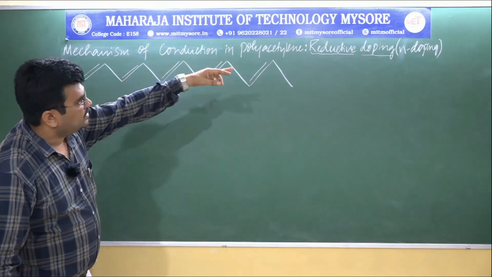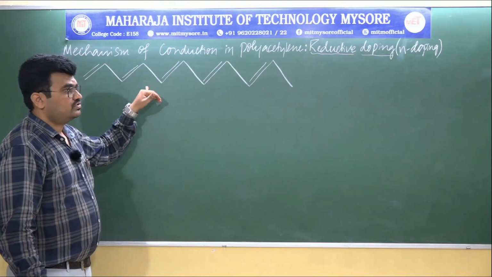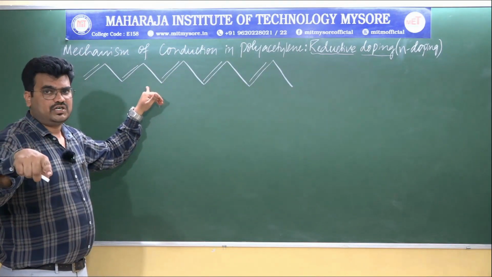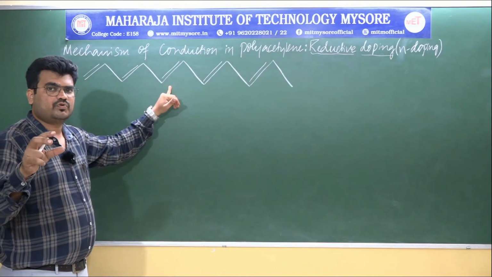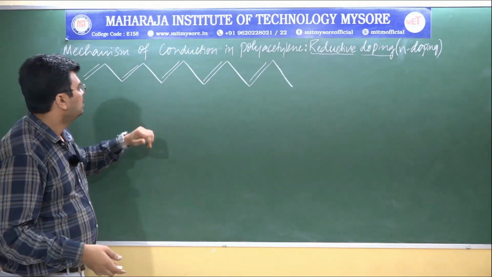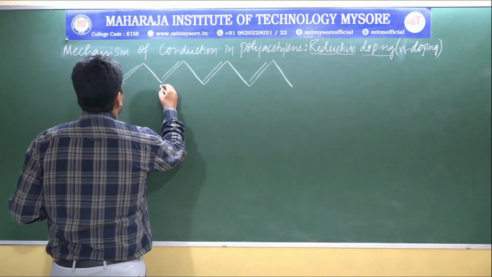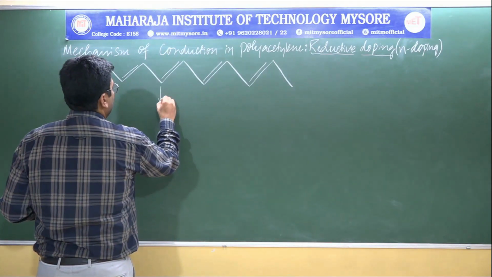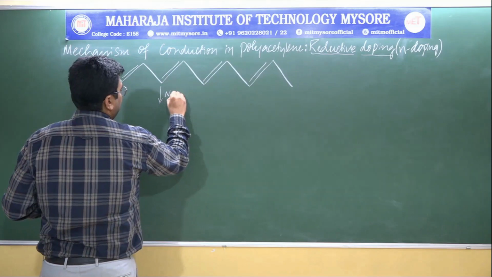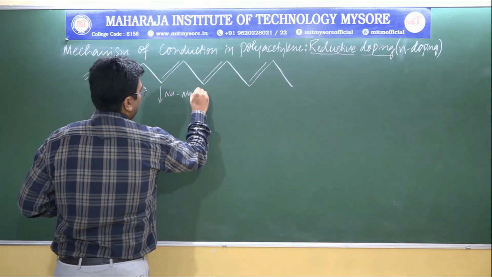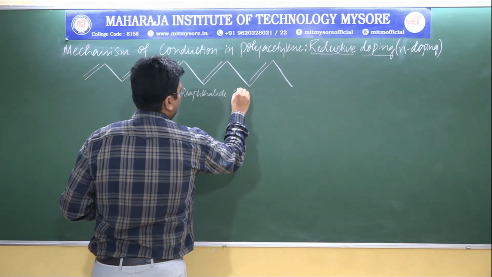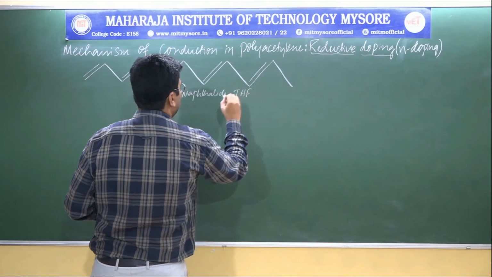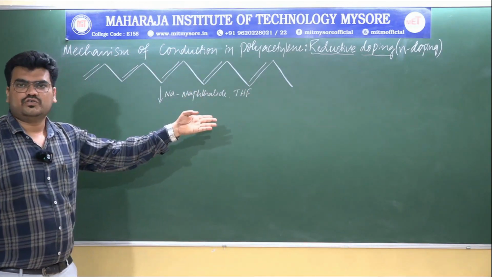So as it is reductive doping, we have to introduce negative charges by using reducing agents, that is, electron donors, right? So in this case we are going to take an electron donor such as sodium naphthalide. We are going to take it in THF, that is tetrahydrofuran. Lithium naphthalide also you can take.